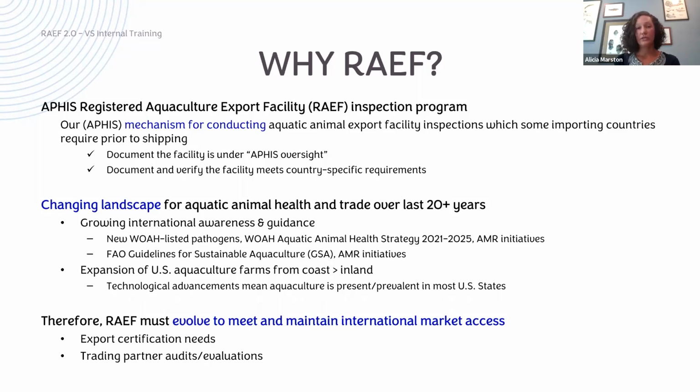Additionally, the FAO, which is the Food and Agriculture Organization of the United Nations, they are in the final stages of publishing their guidelines for sustainable aquaculture, which include information about biosecurity and high health for aquatic animals that are being farmed, as well as their own initiatives for antimicrobial use and antimicrobial resistance.